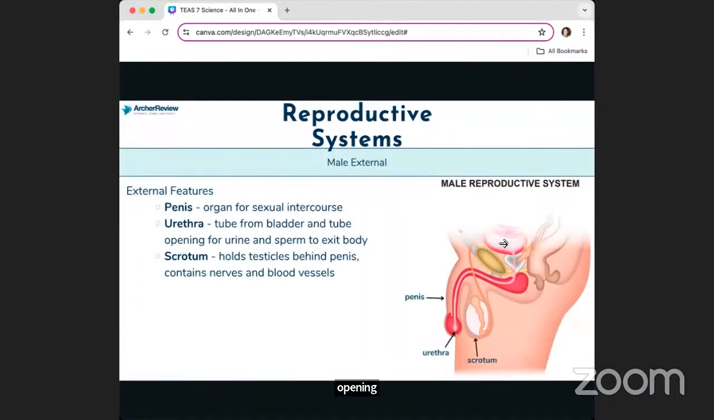For male external anatomy, males have a penis, which is the organ for sexual intercourse. Within that penis is a tube called the urethra, and this is almost the same as in females. It's a tube that connects to the bladder, and that tube allows the male to excrete their waste, but the urethra will also carry sperm, and it allows for sperm to exit the body.